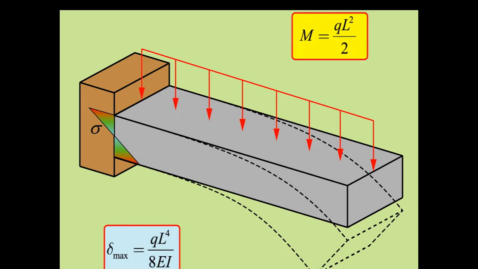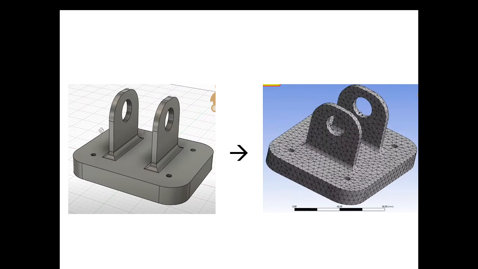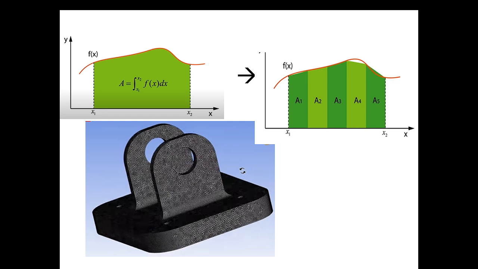This problem can be solved manually since the geometry is simple. The problem arises when we face the analysis of complex bodies. This is where the finite element method becomes a powerful tool to obtain the result we seek. The method is based on discretizing the body into small elements connected by nodes, creating a mesh that covers the entire system. To better understand it, we can see the analogy with calculating the area under a curve.